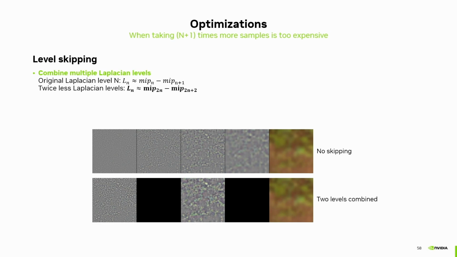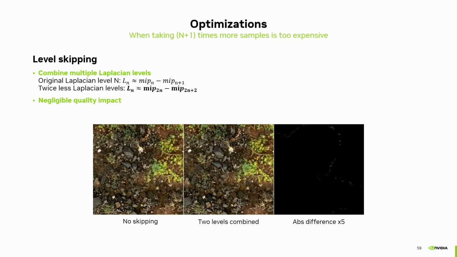So, for example, you can say that Laplacian level n is taken by MIP 2n minus MIP 2n plus 2, effectively combining together each consecutive pair of Laplacians. So this is an approximation. Does it work in practice? I was surprised, but it has very negligible quality impact.